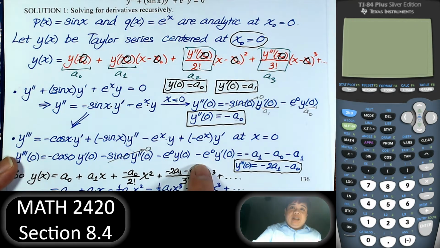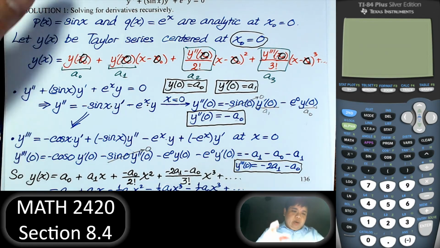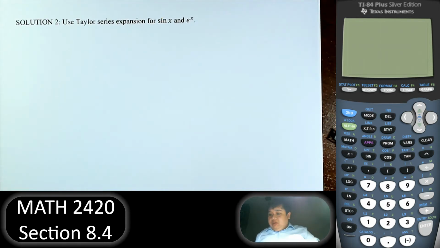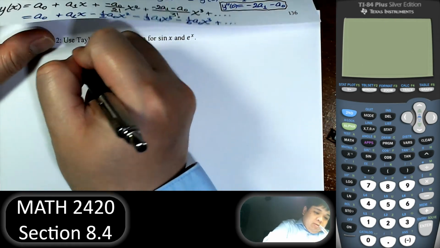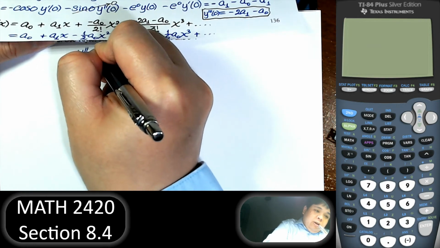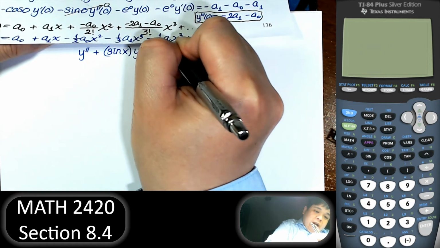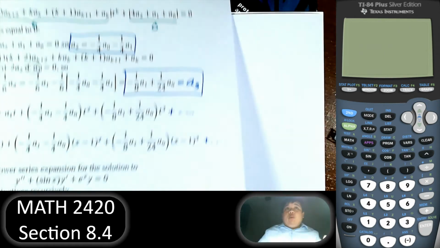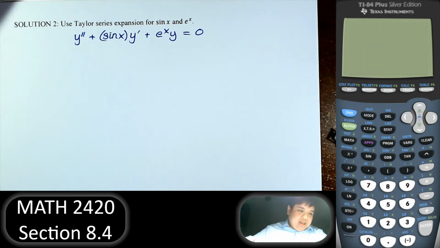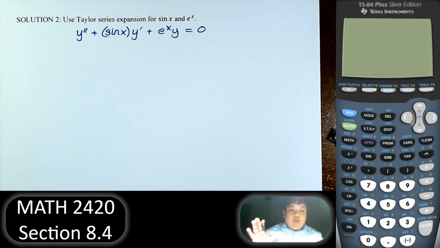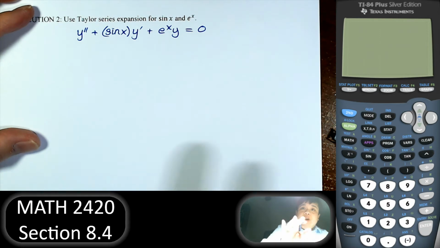By the way, we did this in section 8.1 or 8.2, I don't remember, but we have one solution like that. Now, if we write the power series for everything, first of all, the problem is y double prime plus sine x y prime plus e to the x times y equal to 0. Now we will write the power series for everything, and in that case we multiply. It will get very, very complicated, so we only need to write a few terms.